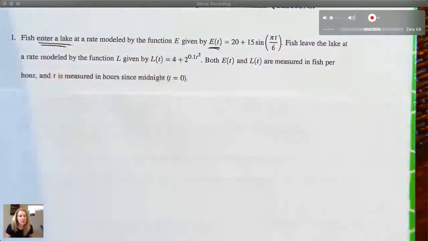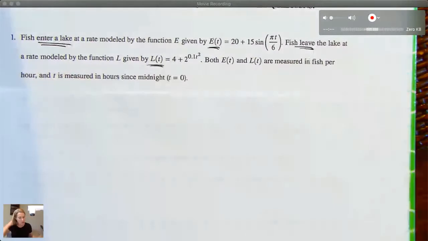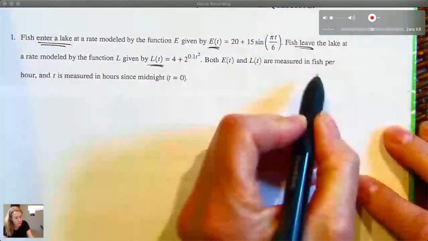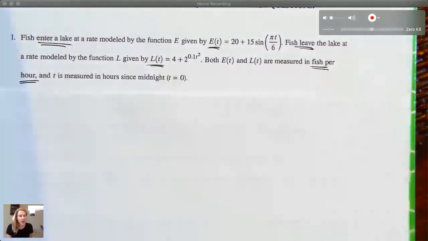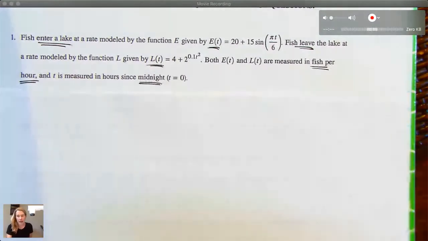And we have fish leaving the lake at a rate modeled by the function L, L for leaving. Alrighty, and that's 4 plus 2 to the 0.1 t squared power. And E of t and L of t are measured in fish per hour. So those are rates of change. And t is being measured in hours starting at midnight. So time equals 1 would be 1 a.m.